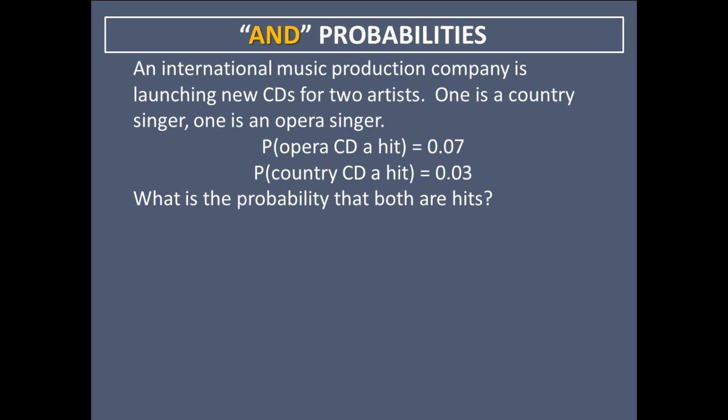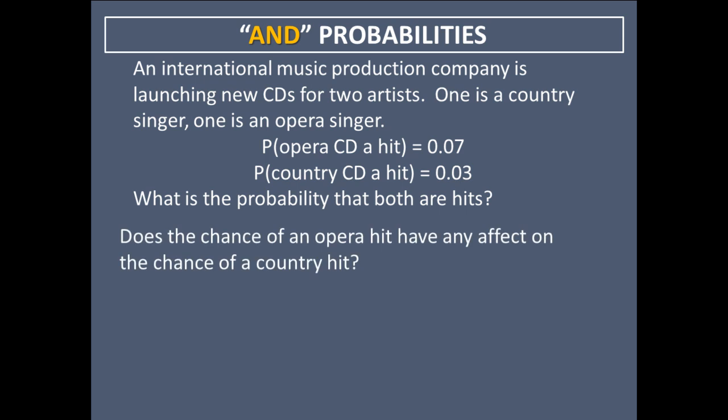What we're asked to find is the probability that both are hits. So really we're asked to find the probability that the opera is a hit and the probability that the country is a hit. We have to think about, are these events independent or not independent? Well, is there any way that the opera one being a hit has an effect on the country one being a hit?